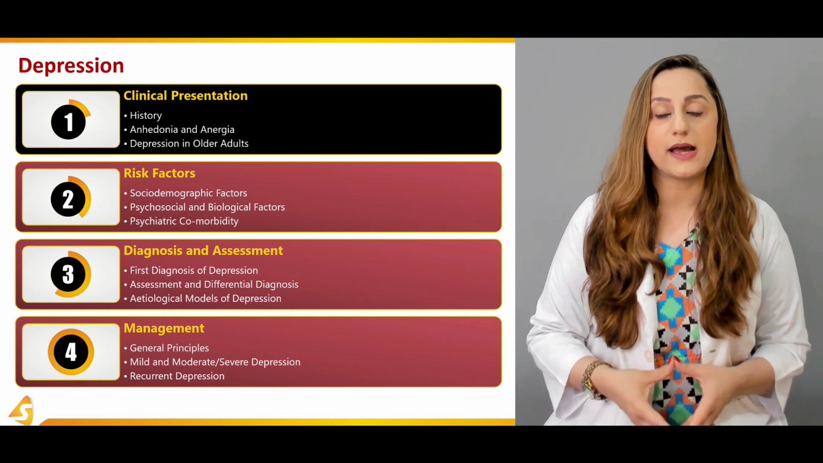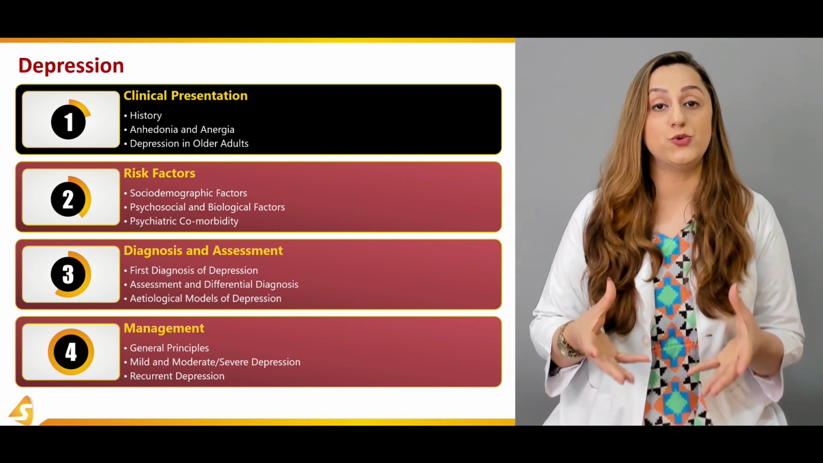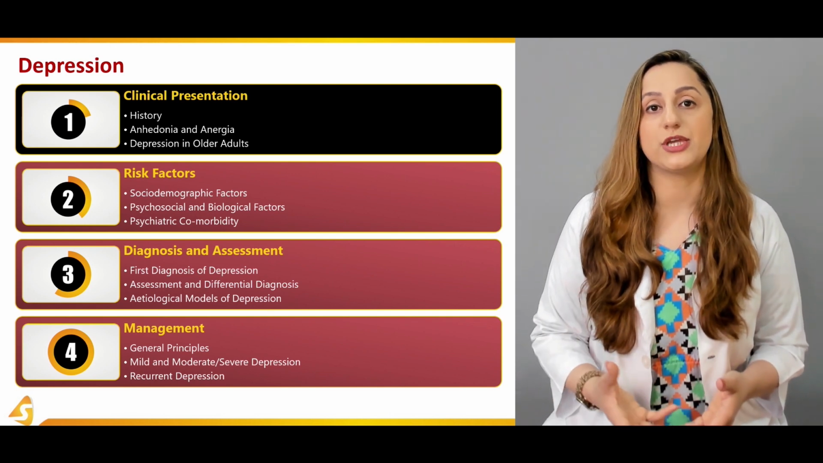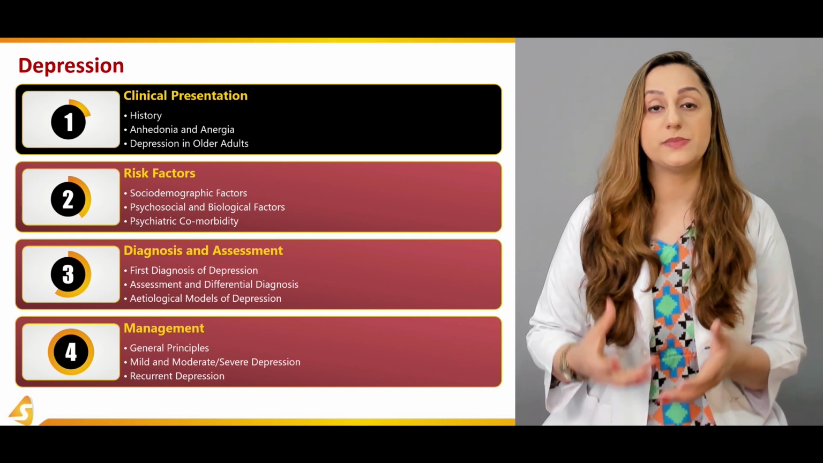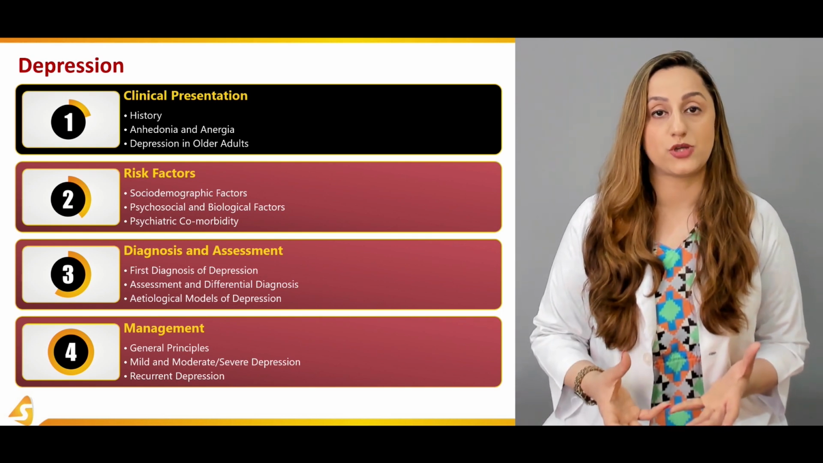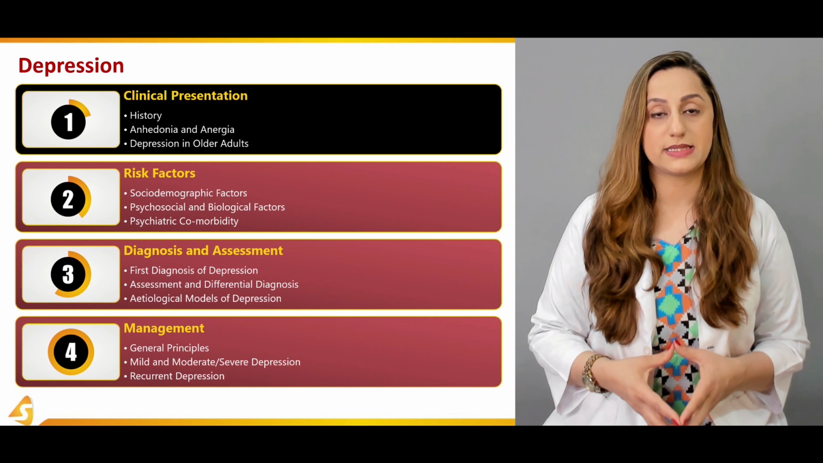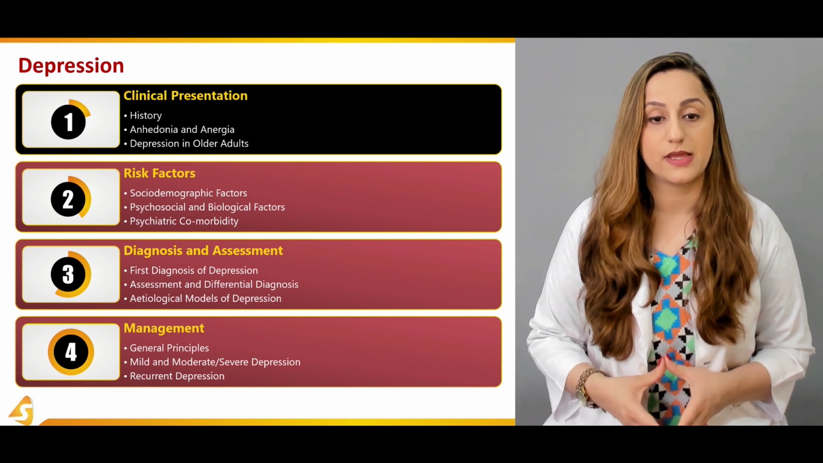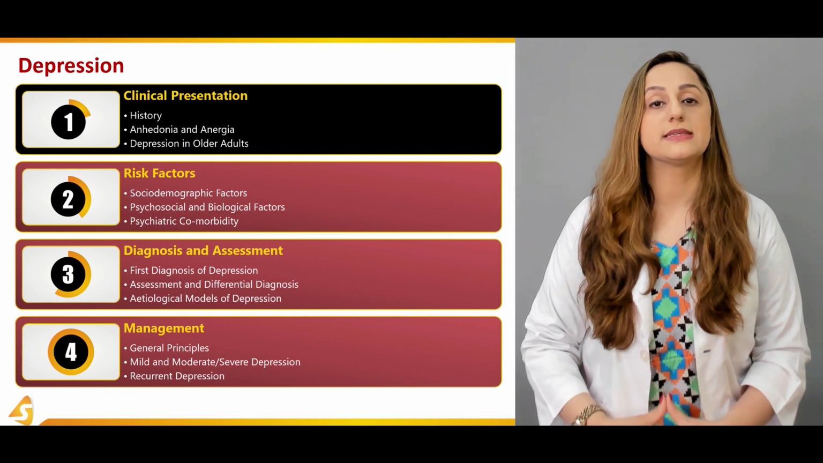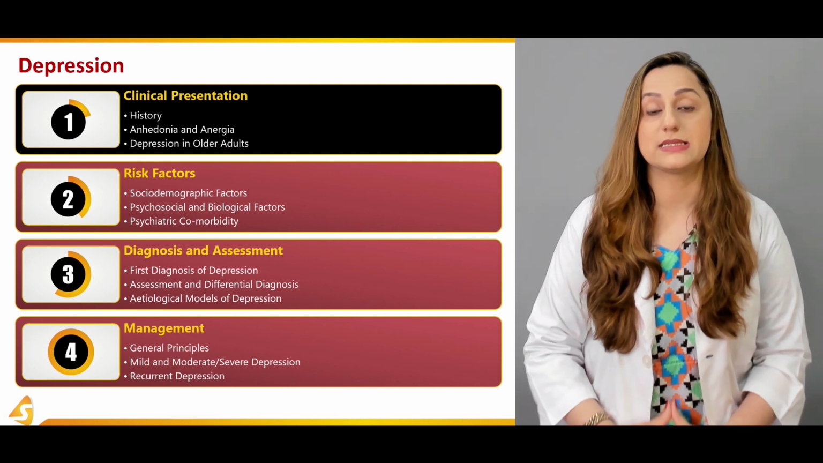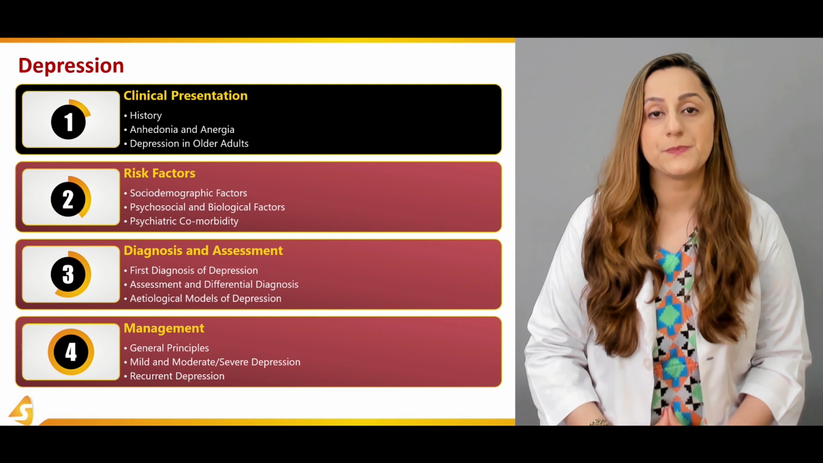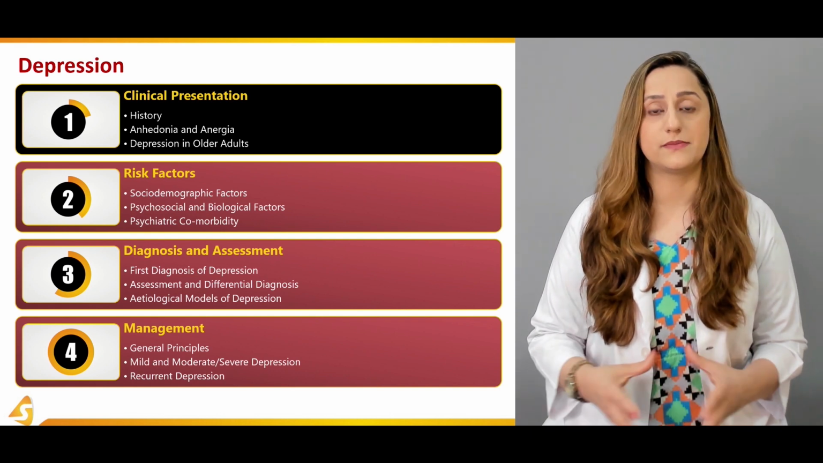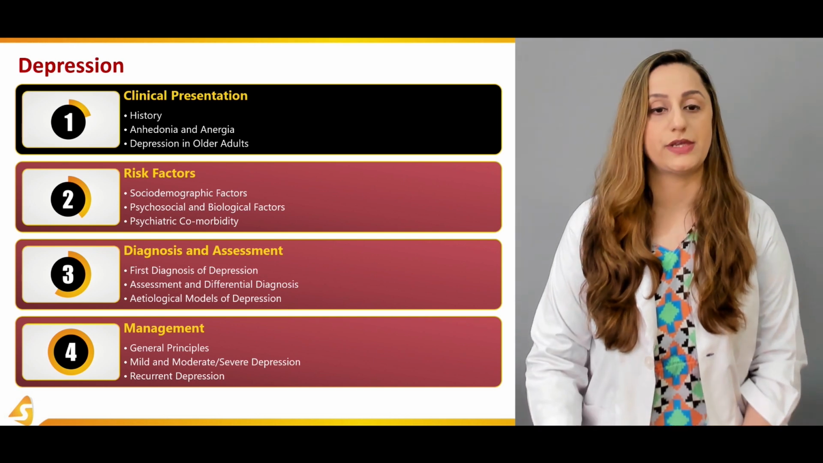Anhedonia and anergia are two important terminologies when we are discussing a patient with depression. We'll be discussing what these terminologies mean, and how they reflect the depressive episode of a person. Depression in older adults is quite a common phenomenon. Why does it occur? What's the etiology behind it? And how do you manage such cases? It's the crux of this section.